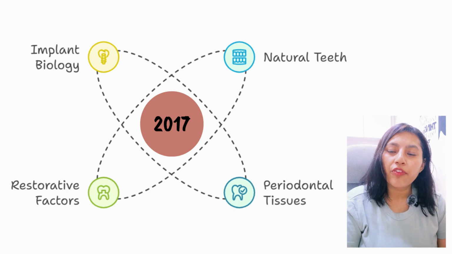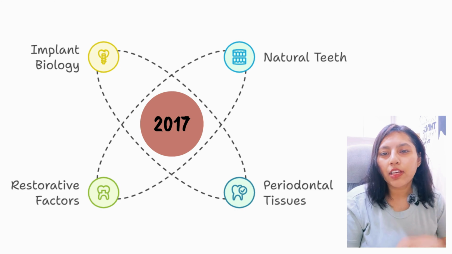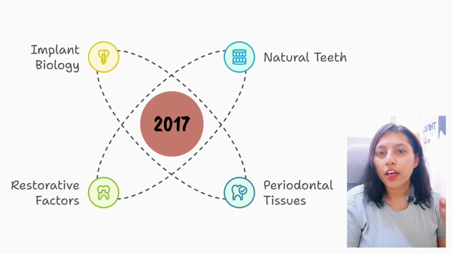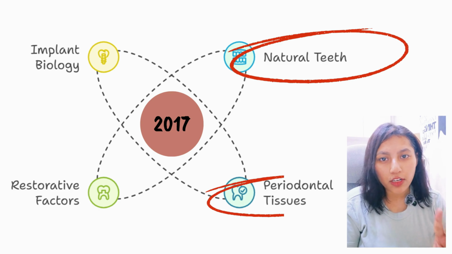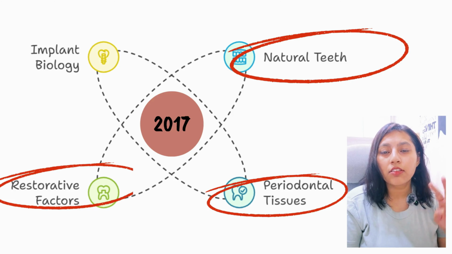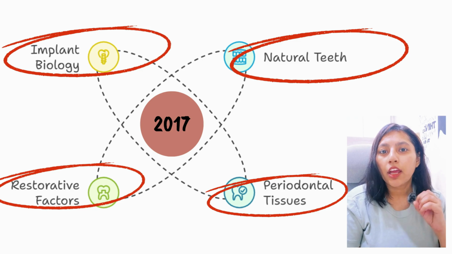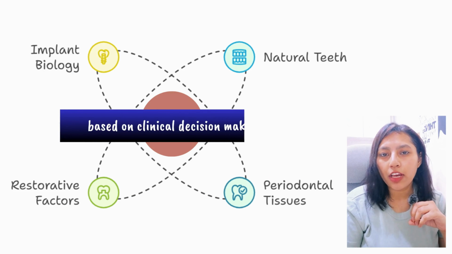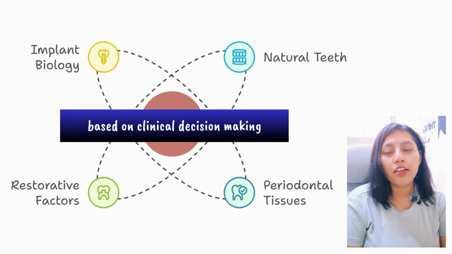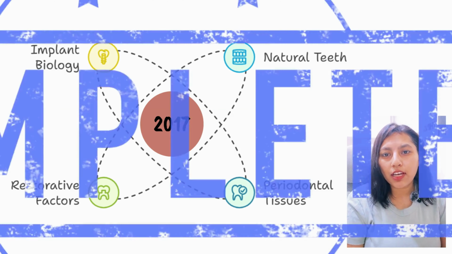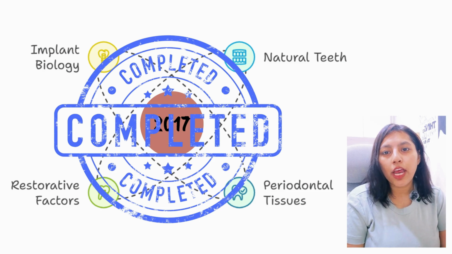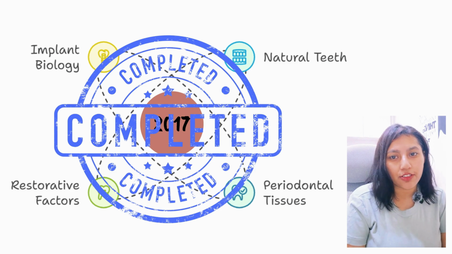So, if you observe carefully, the 2017 classification integrates natural teeth, periodontal tissues, restorative factors, and implant biology into one comprehensive clinical framework. And with that, we complete the 2017 classification of periodontal and peri-implant diseases and conditions.